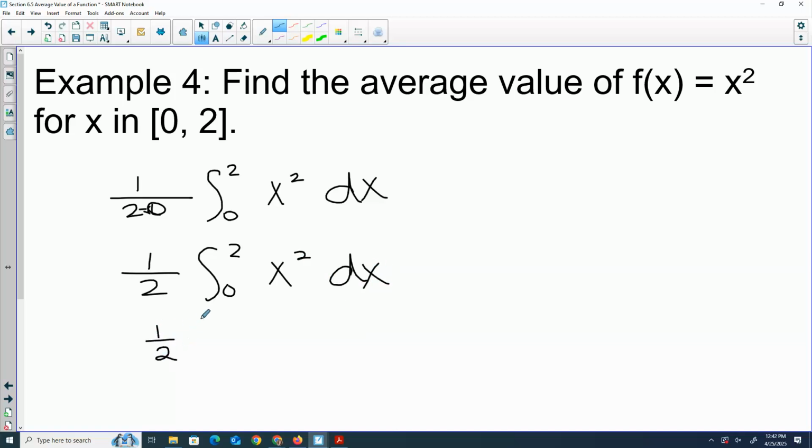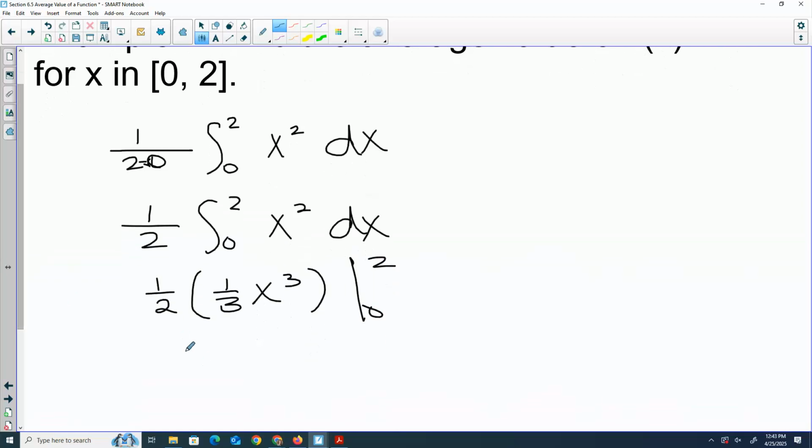So what's the antiderivative of x squared? 1/3 x cubed. And I do need your help, don't you get 1/6 times 2 cubed minus 0 cubed? So 8/6.